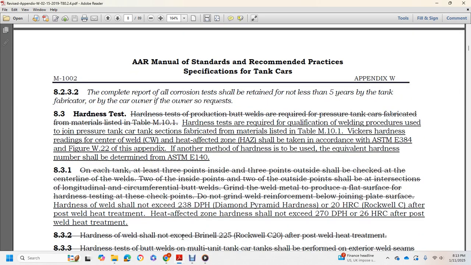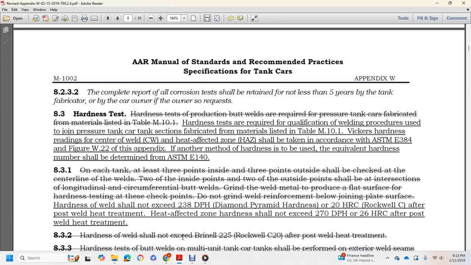On each tank, at least 3 points inside and 3 points outside the shell shall be checked at the center line of the welds, including 2 of the inside points and 2 of the outside points at the intersection of longitudinal and circumferential butt welds. Grind weld metal to produce a flat surface for hardness testing at these checkpoints. Do not grind weld reinforcement before joining the plane surface. Weld hardness should not exceed 238 Vickers diamond pyramid hardness or 28 Rockwell C.